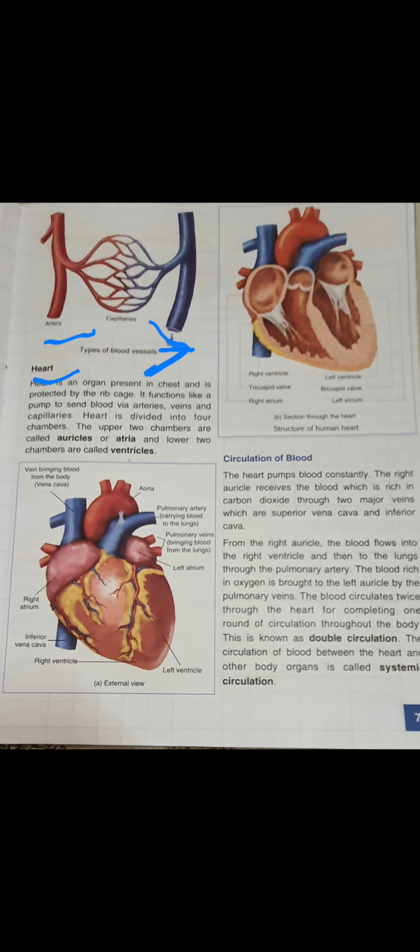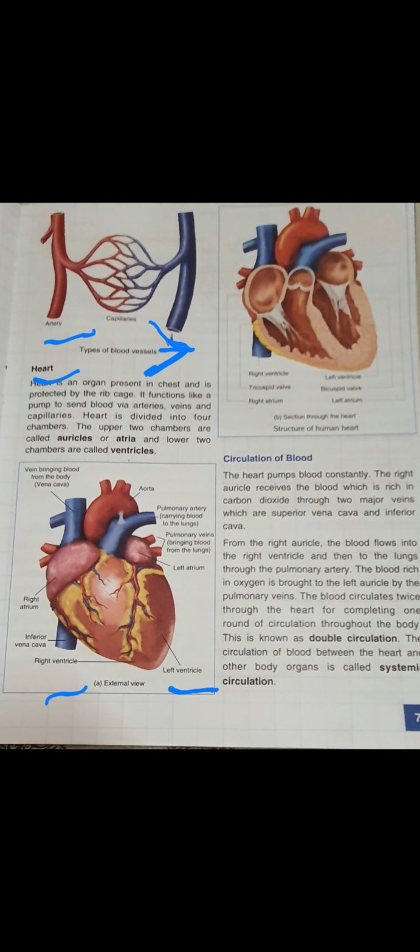So heart is divided into 4 chambers. The upper 2 chambers are called the atria. There you can see the atria, and then the auricles, and the lower 2 chambers are called the ventricles. Here you can see the left ventricle and the right ventricle.